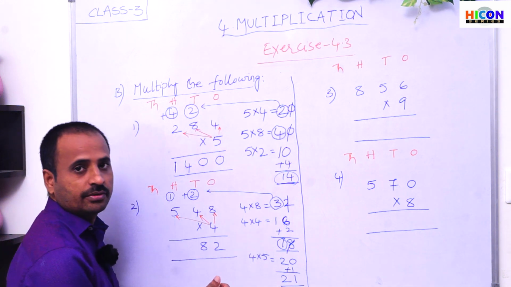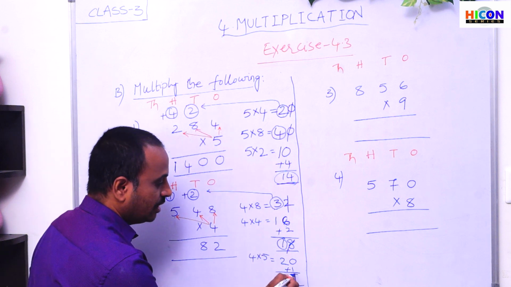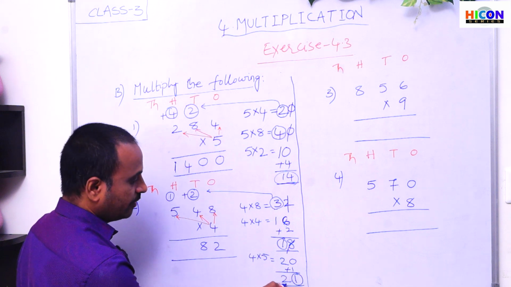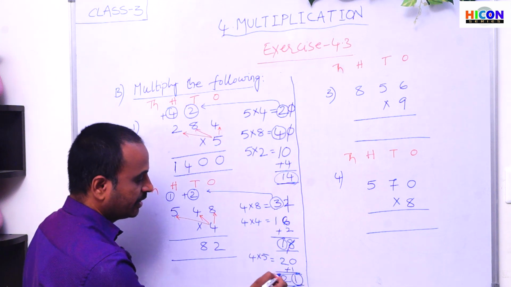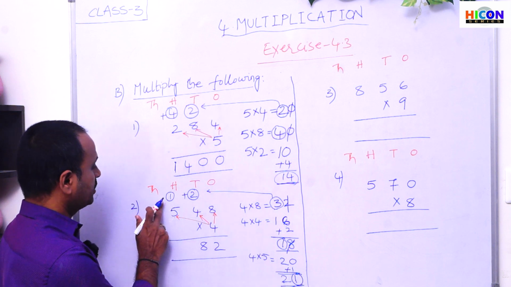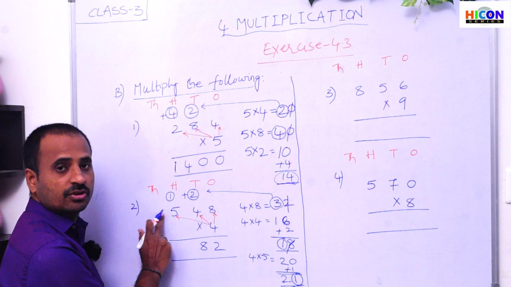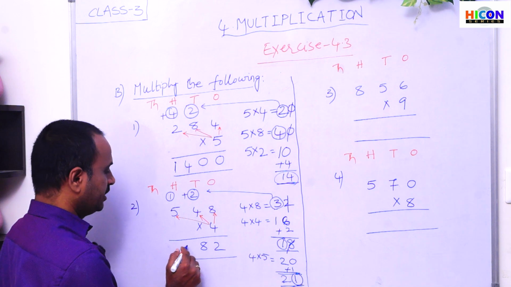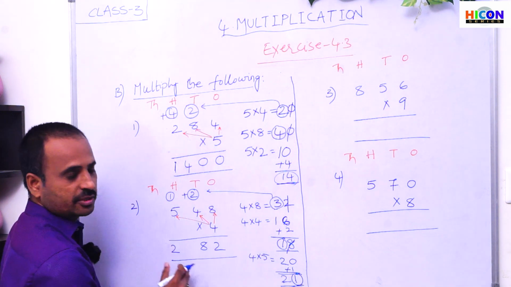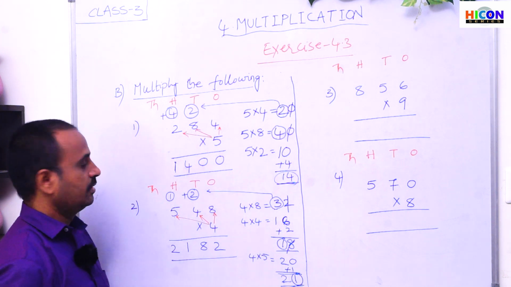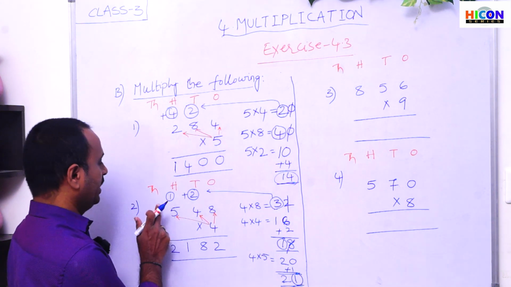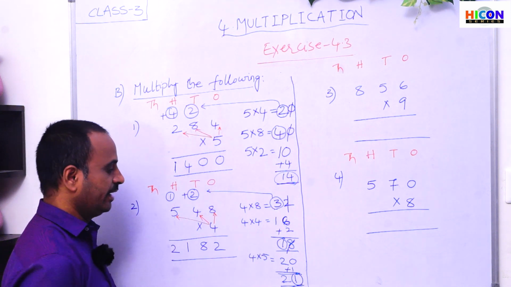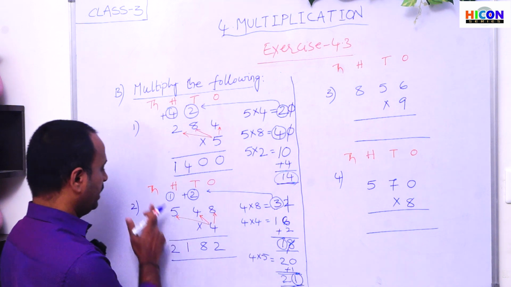Now there is no need to carry this number, because there is no digit in the thousands place. Just write the whole number under hundreds place. That is 21. Write 2 under thousands place and 1 under hundreds place. So children, if there is no digit in the thousands place, there is no need to carry.